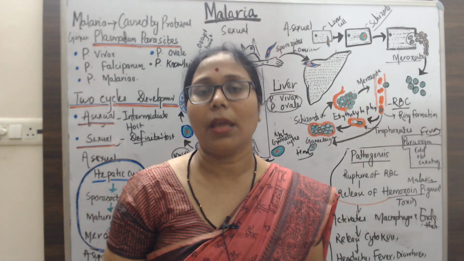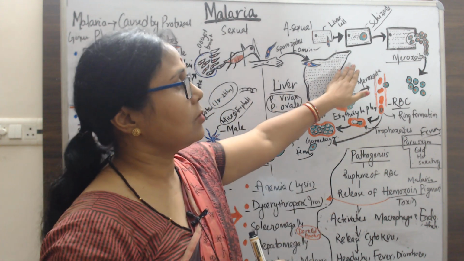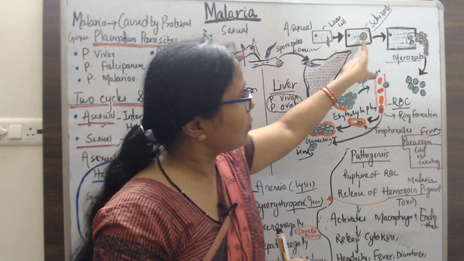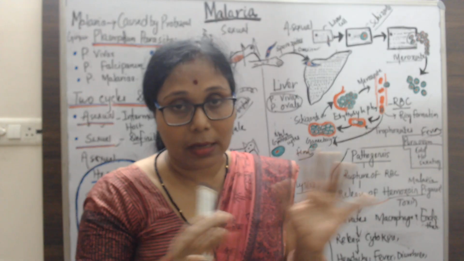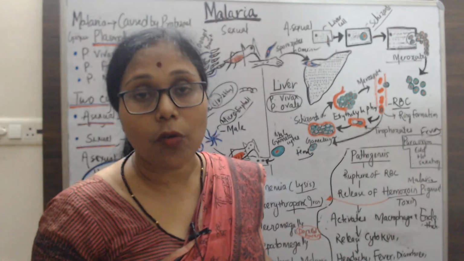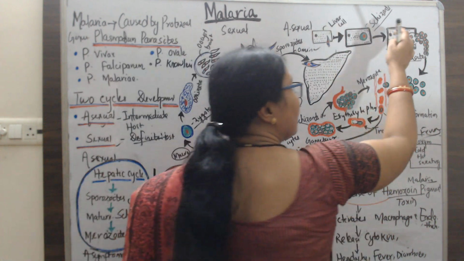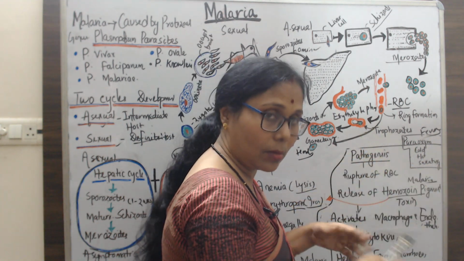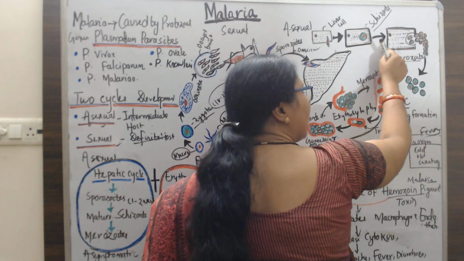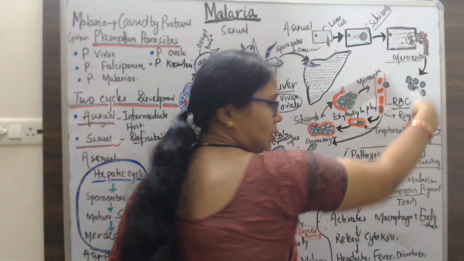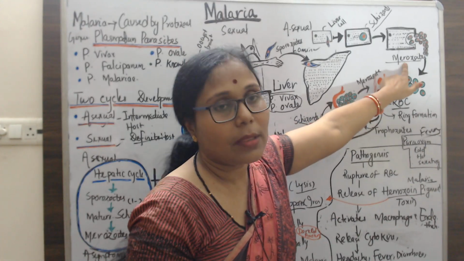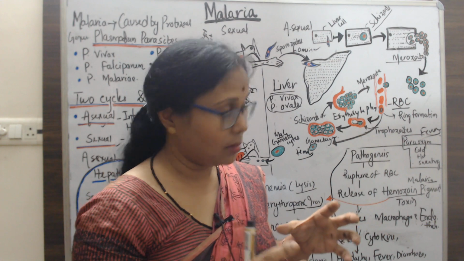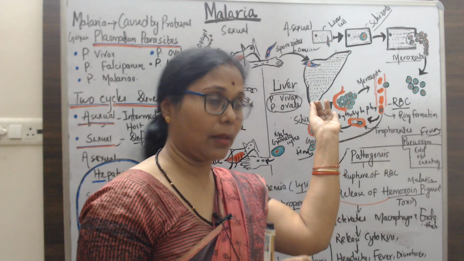The liver cells are called hepatocytes. When the sporozoites come in contact with the hepatocytes, they first penetrate the liver cell, then occupy it, and form daughter cells. The formation of a number of daughter cells is called the schizont phase. Then the liver cell bursts, and the daughter cells come out of the hepatocyte into the blood circulation. These daughter cells are called merozoites. This is the schizont phase, where the daughter cells develop within the hepatocytes.